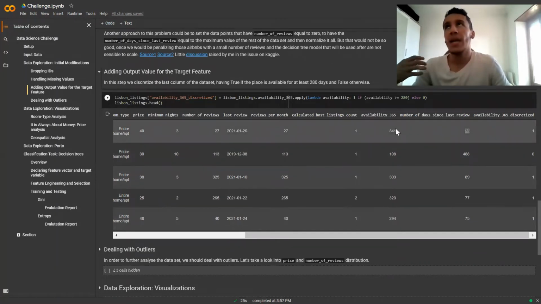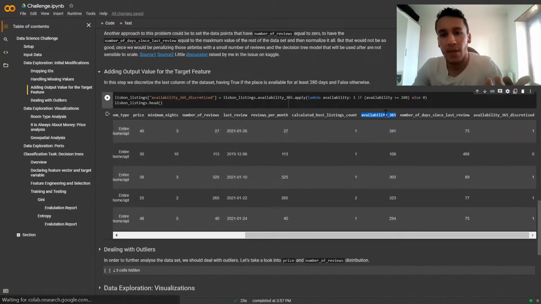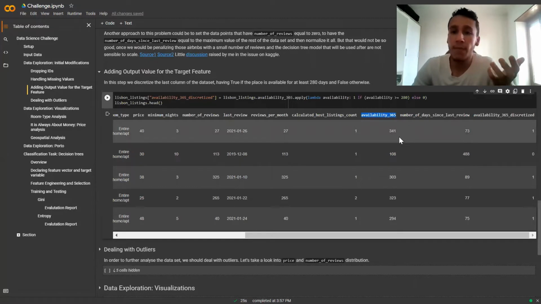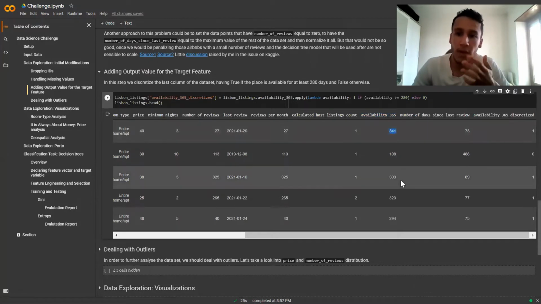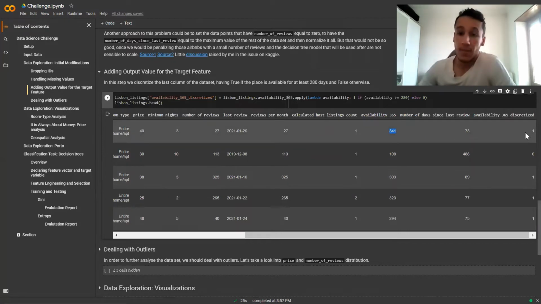The objective of the classification task that we are going to deal with later is: is the listing available for more than 280 days out of a year or not? So it's a binary. We can look at the value of availability 365. For example, this one is 341, and we can put 1 right there because it is available for more than 280 days, and 0 otherwise.